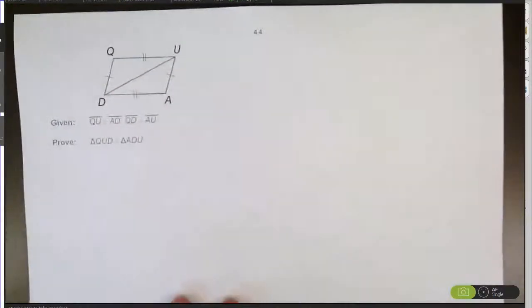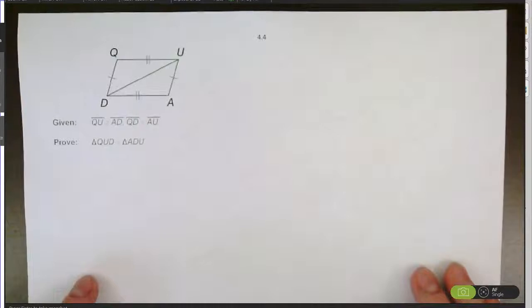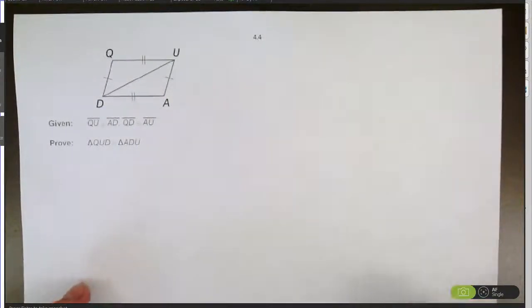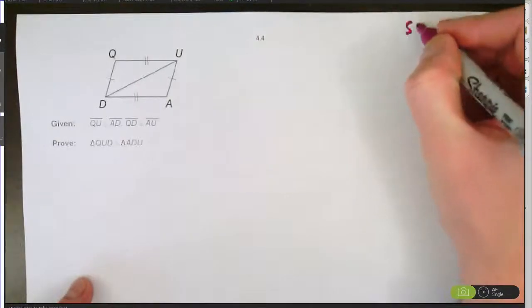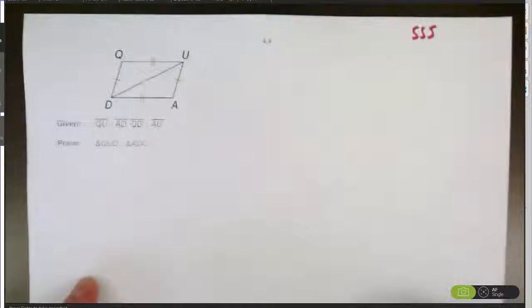The first thing we do when we're doing these proofs, before we even bother doing statements and reasons, is we look at the drawing and try to figure out a way to prove we have some congruent triangles in there. Again, we only have one method right now. It's just side-side-side. So the question is really, can we prove that all 3 pairs of sides are congruent?